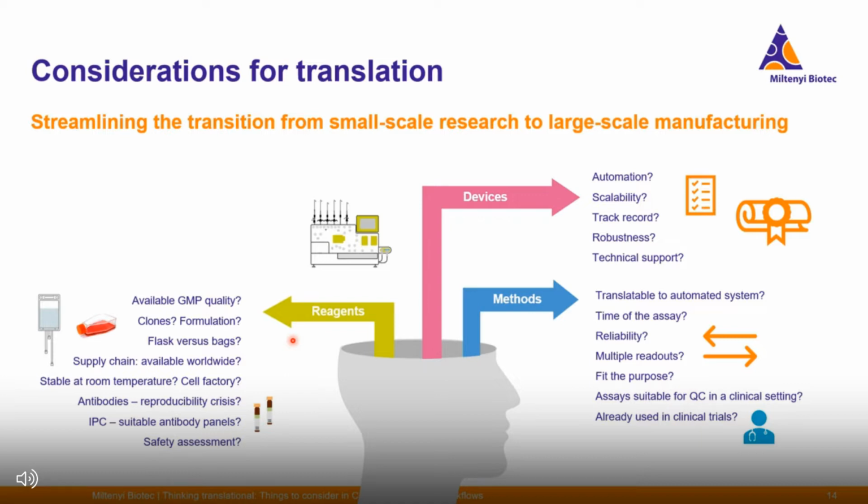Are they stable at room temperature? If I produce in a cell factory environment, what about the antibodies that I am using in my panels? Are they really reproducible? What about my in-process control? Do I already have suitable antibody panels, or do I need to re-establish them when I switch from small-scale research to large-scale manufacturing? If it comes to the device, I will need for sure automation.